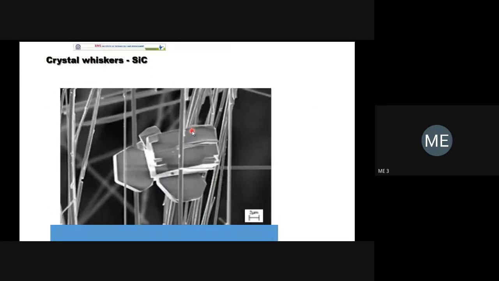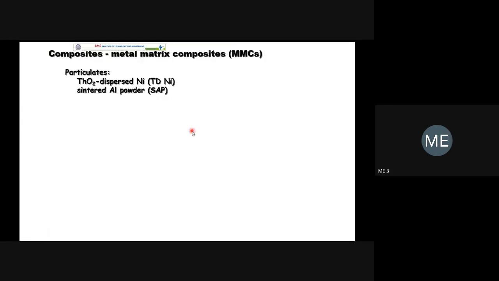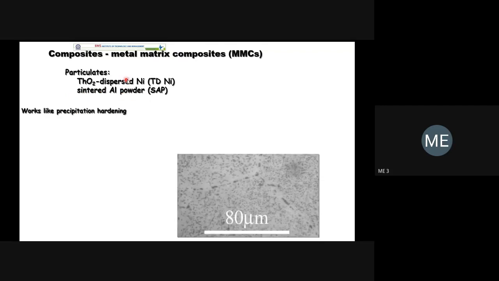This is crystal whisker. The whiskers are very short fibers. Short fibers are referred to as whiskers. Metal matrix composite: the thorium dioxide is dispersed in nickel. The nickel is matrix material. ThO2 is the reinforcement material. The aluminum is sintered aluminum powder. Aluminum powder is matrix material.